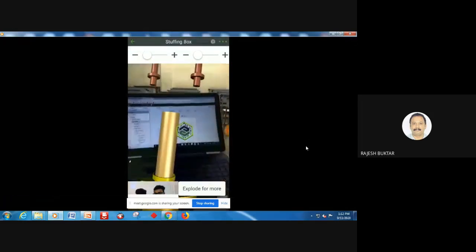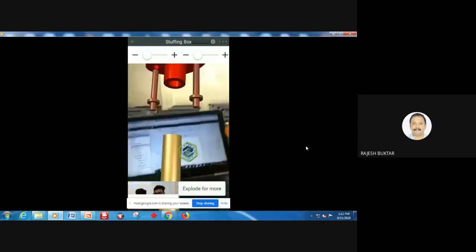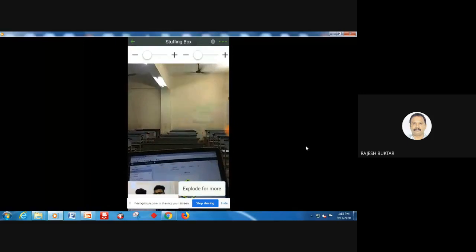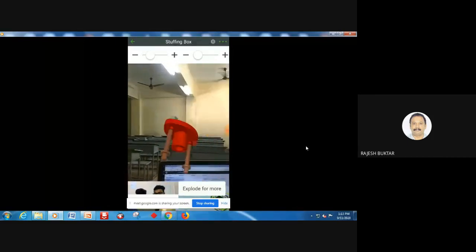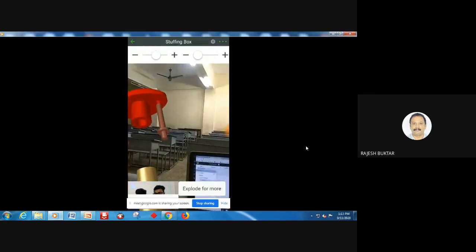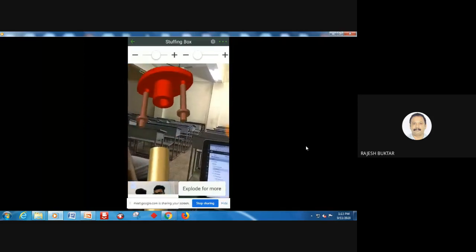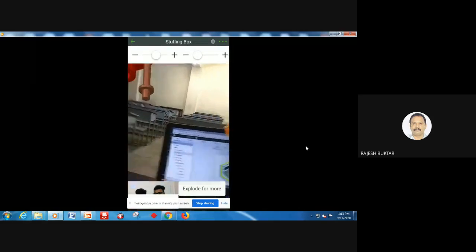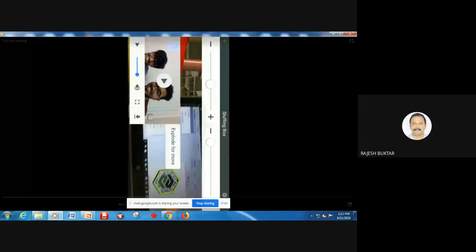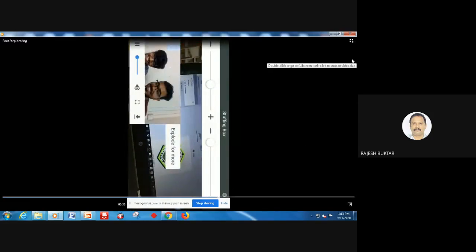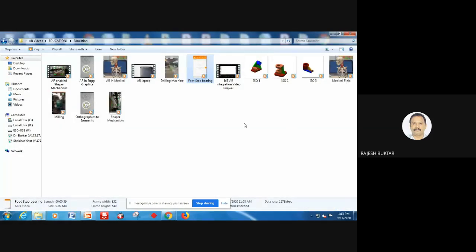So this is one more assembly, the stuffing box assembly. You can see the engineering students playing with augmented reality technology in the classroom. This stuffing box assembly is required for the subject of machine drawing, which is there for the students to study in the higher semesters. So that can also be targeted. So this technology can be used in n number of subjects.